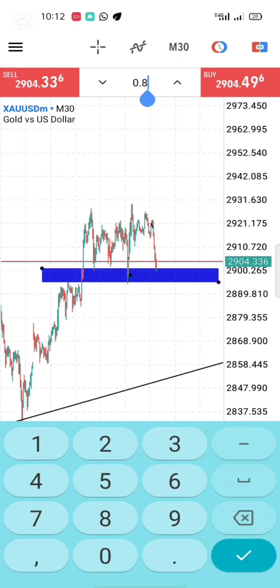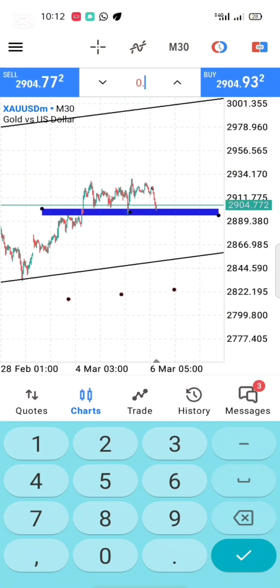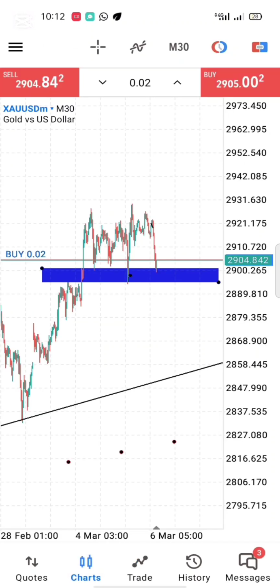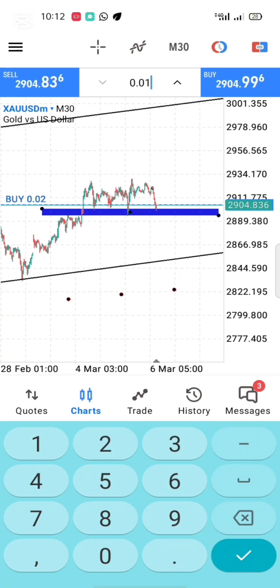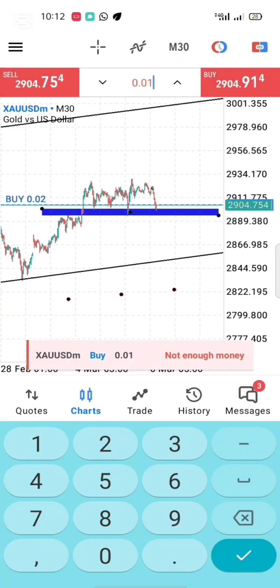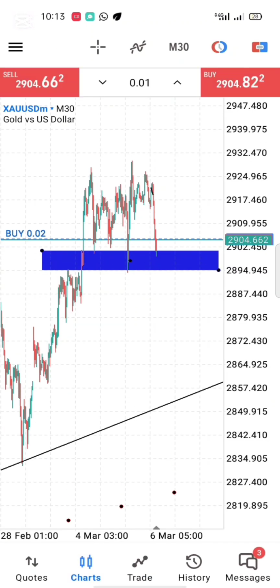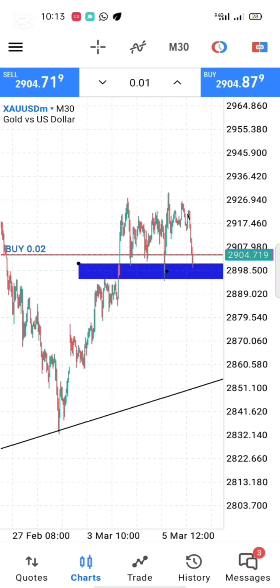Currently from here, I'll be entering my buys at 0.02 lots at this point. I enter my buy here. Our target is for the trade to buy massively and move to a mighty height, to something very massive. This is our trade where we entered. We entered our buys at this point.